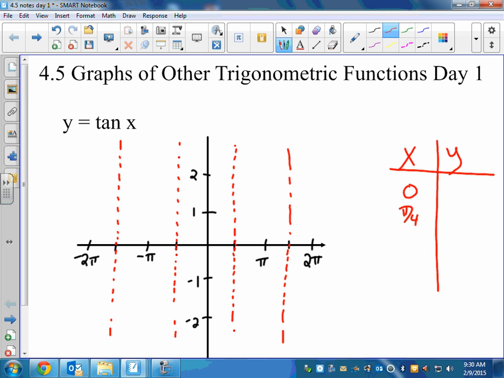So let's just go ahead and pick those 3 points. Pick the one in between, which is 0. Halfway between 0 and pi halves is pi fourths. And what would be halfway between 0 and negative pi halves?